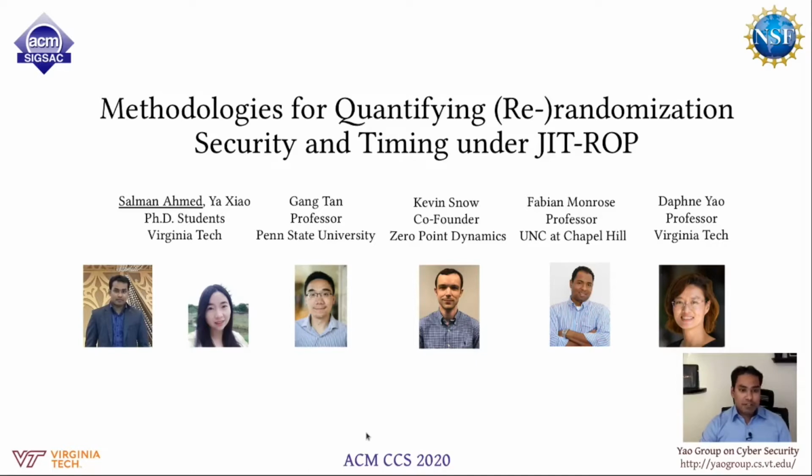This talk is about methodologies for quantifying randomization and re-randomization security and timing under JIT-ROP. This is a collaborative work with Penn State University, 0-Point Dynamics and University of North Carolina at Chapel Hill.